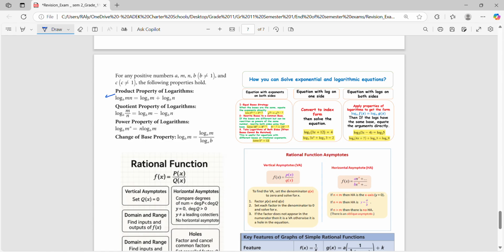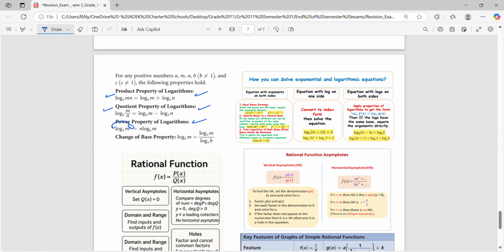So: product property, quotient property, and power property, as I explained to you. If you remember, this is like a stone you throw back, and it means you can take this power behind the log, it becomes n multiplied by log b of m. Okay, it's enough to know only these three properties. Product property: multiply to plus.